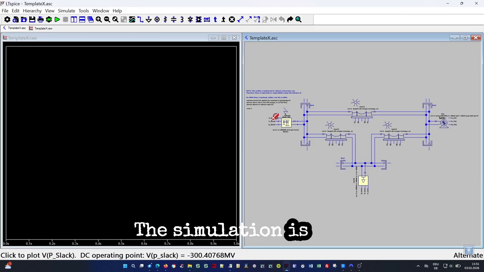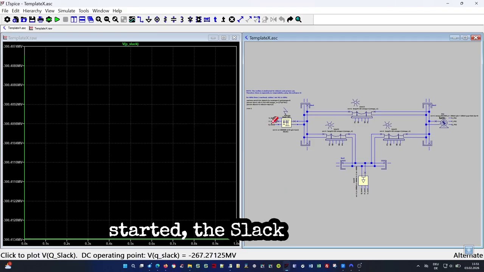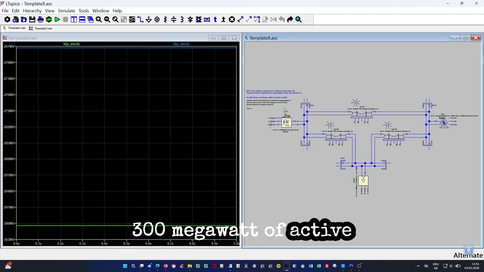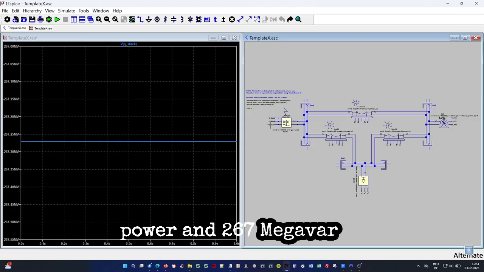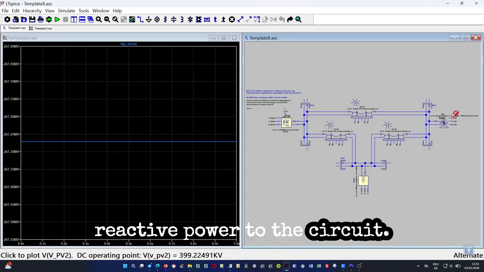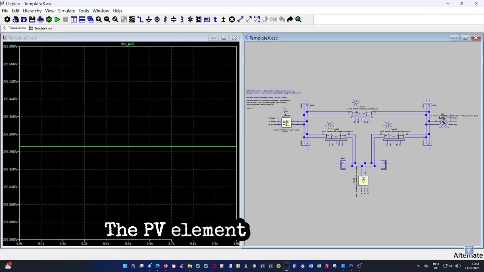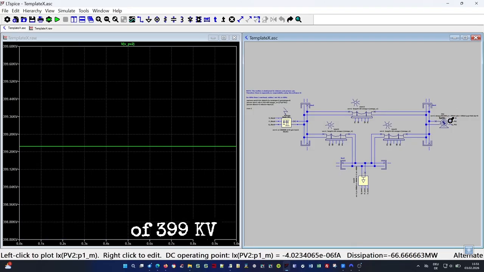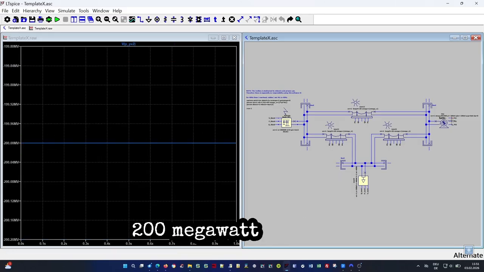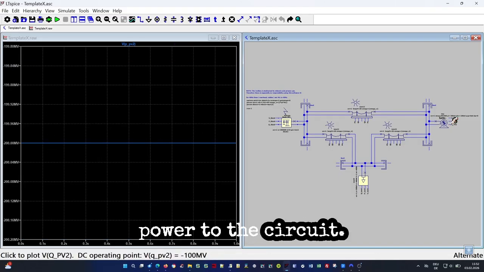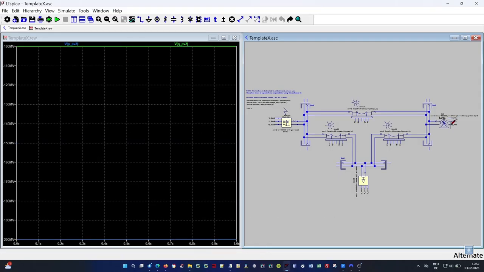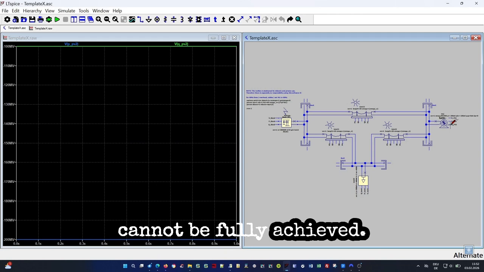The simulation is now started. The slack supplies 300 megawatt of active power and 267 megavar of reactive power to the circuit. The PV element has a voltage of 399 kV and supplies 200 megawatt of active power to the circuit. The reactive power is minus 100 megavar, which is at the limit.